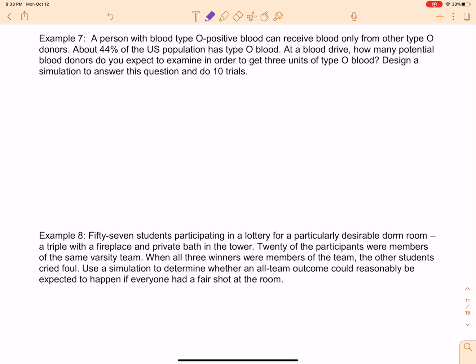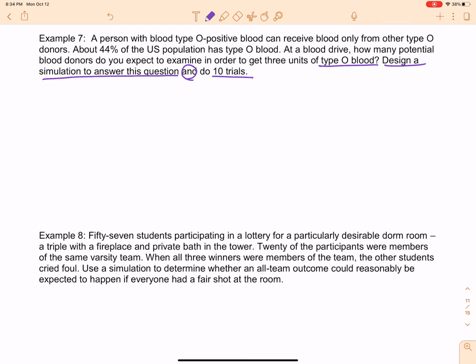Okay, so a person with blood type O positive blood can receive blood from any other type O donors. About 44% of the U.S. population has type O blood. At a blood drive, how many potential blood donors do you expect to examine in order to get 3 units of type O blood? Design a simulation to answer this question and do 10 trials. Remember, those are separate from one another.